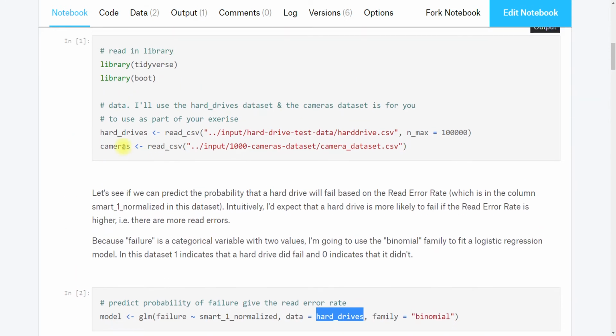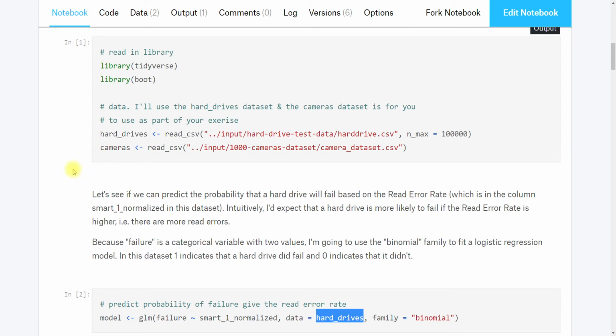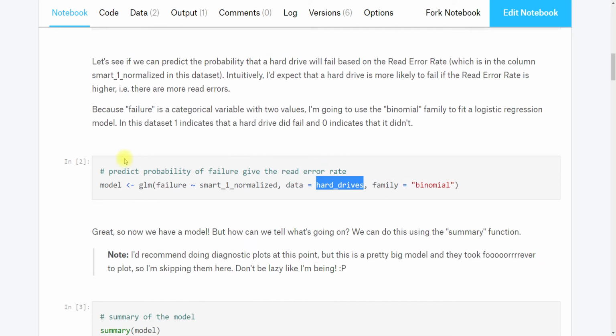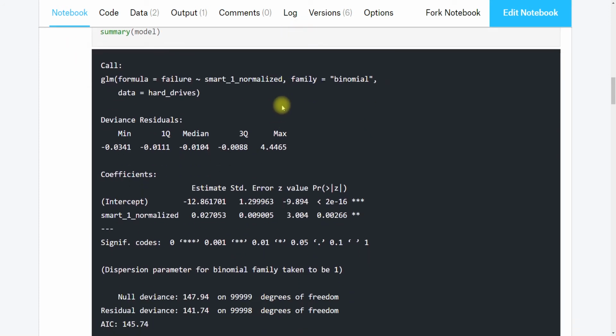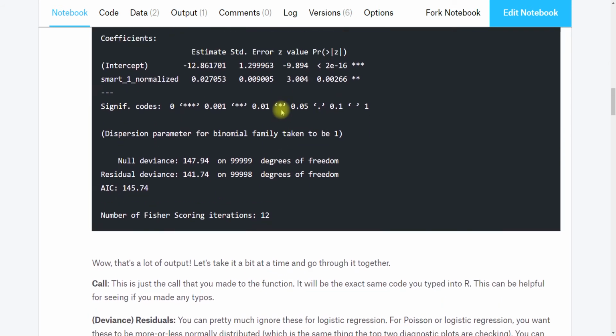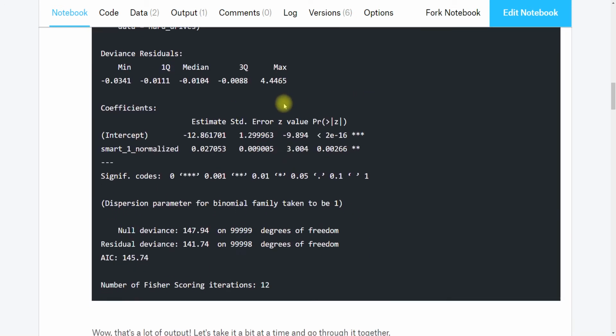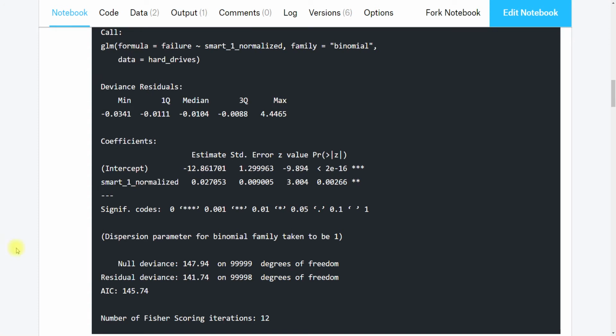The data set y'all are going to be working with is this cameras data set, which only has 1,000 data points, so it should not be as big of a problem as it was for me. All right, and then once we have our model, we're going to look at our summary. So I'm just going to scroll through for a little bit and let you see the amount of information that's here. This is very rich, and it tells us a lot about our model.